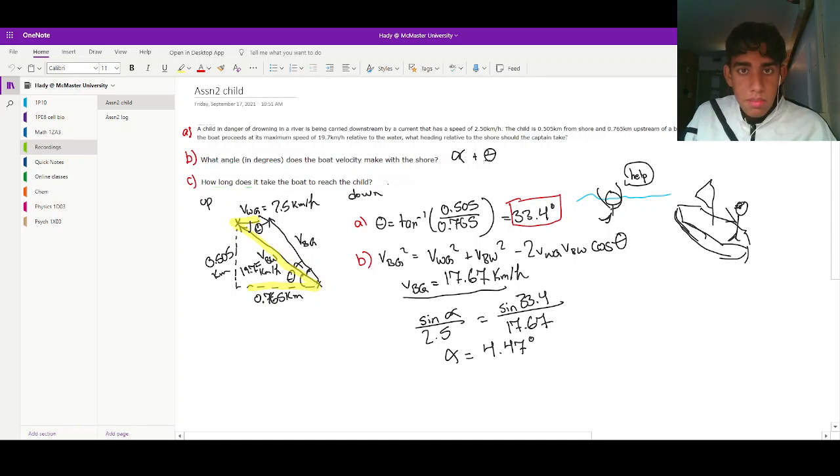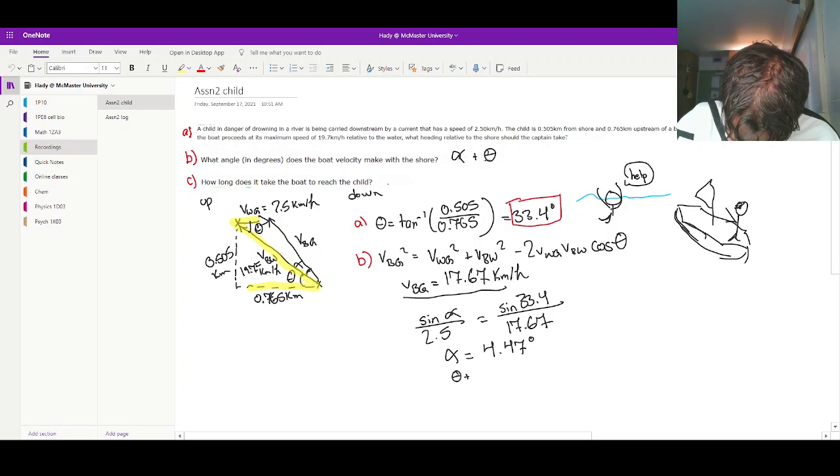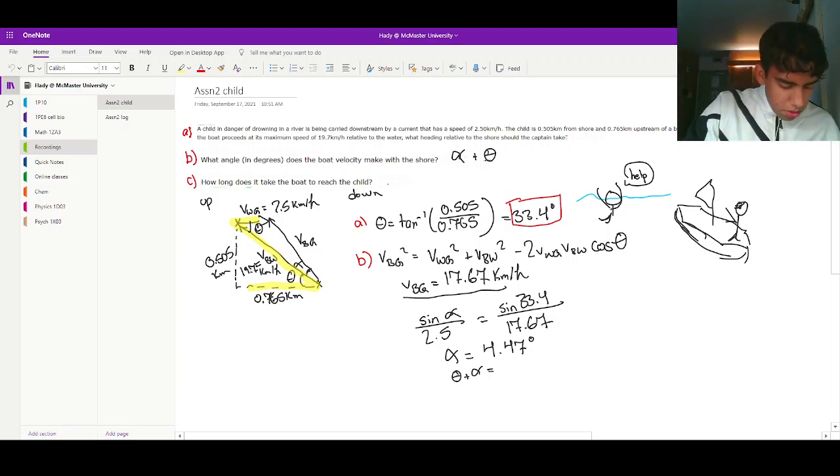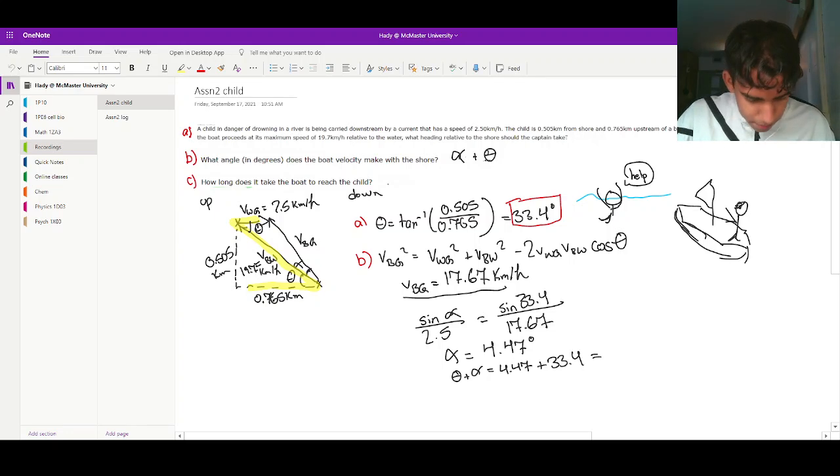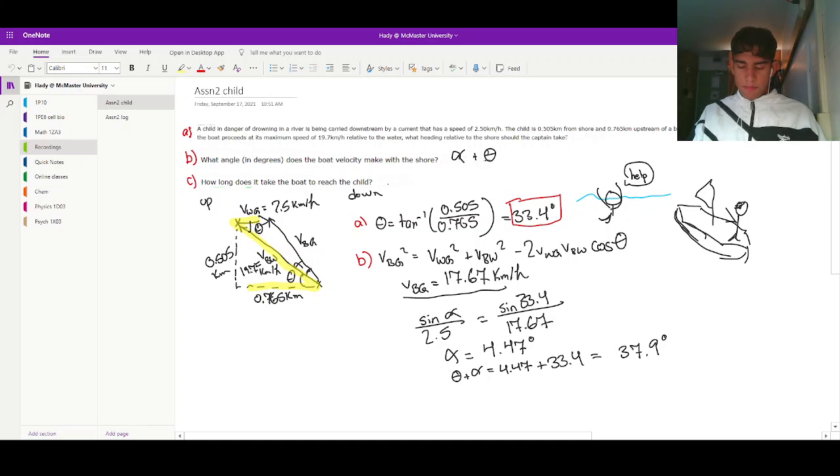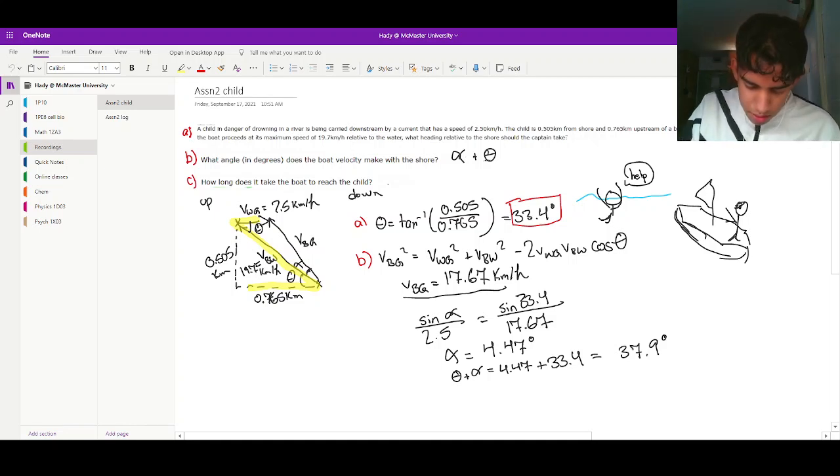So for question B, what we were trying to find was theta plus alpha, which was equal to 4.47 plus our theta, which is 33.4, which is 37.9 degrees. So that is our answer to B. That's the angle in degrees the velocity will be making with the shore.